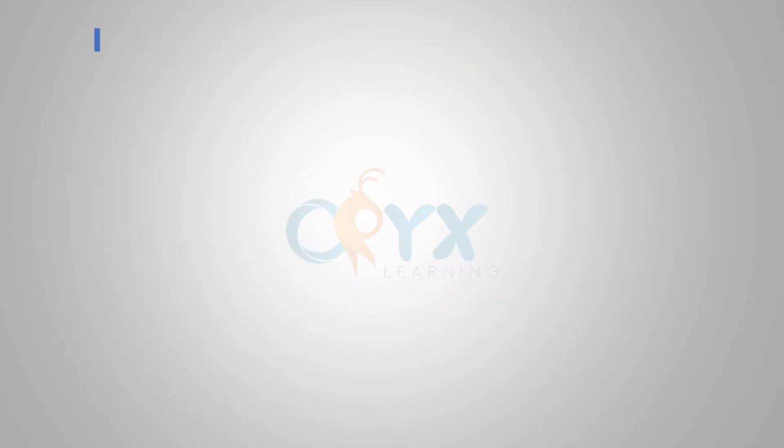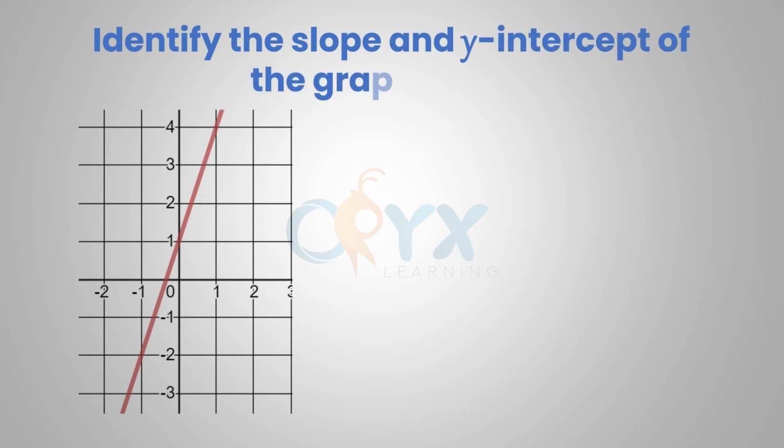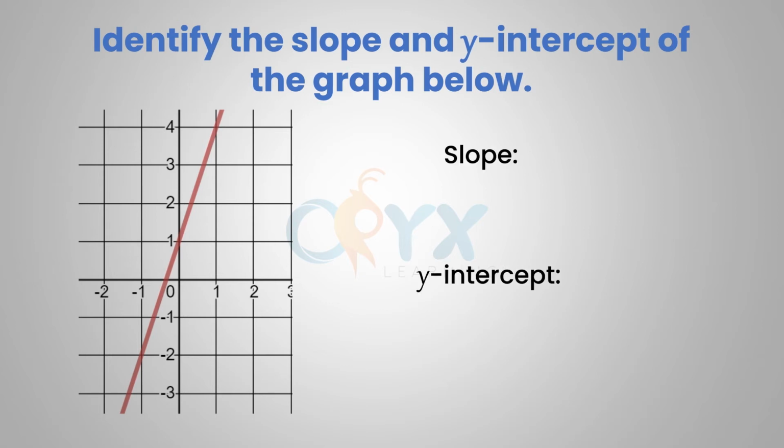Identify the slope and y-intercept of the graph below. The slope is represented by rise over run. We can see that from one point to the next, the graph rises from 1 to 4, which is a value of 3. It runs a distance of 1, therefore our slope is 3 over 1, or 3. The y-intercept is again the place where the graph crosses the y-axis. In this case, it crosses at a height of 1, which is the point (0, 1).